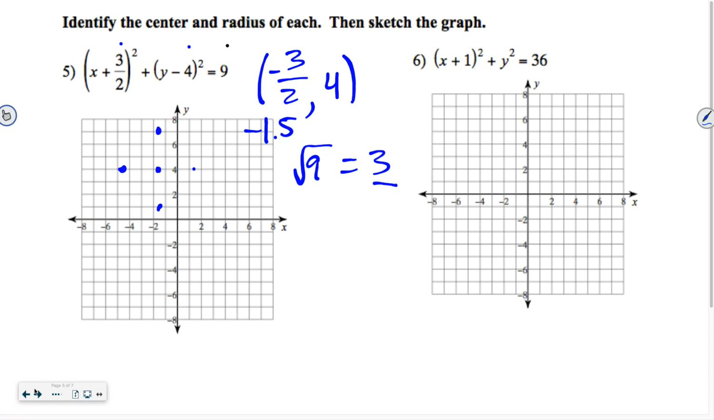Now it looks like if I connected it already, it's a square, so I want to go ahead and make sure when I connect it nicely that it's curved. It's more like a circle. If I had a compass, I would use it.